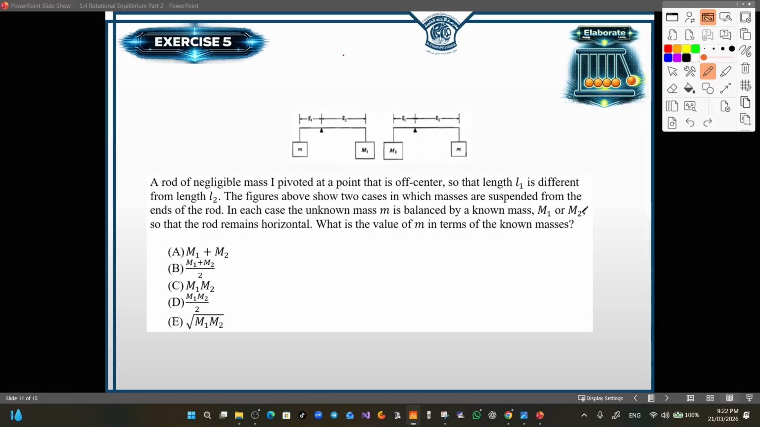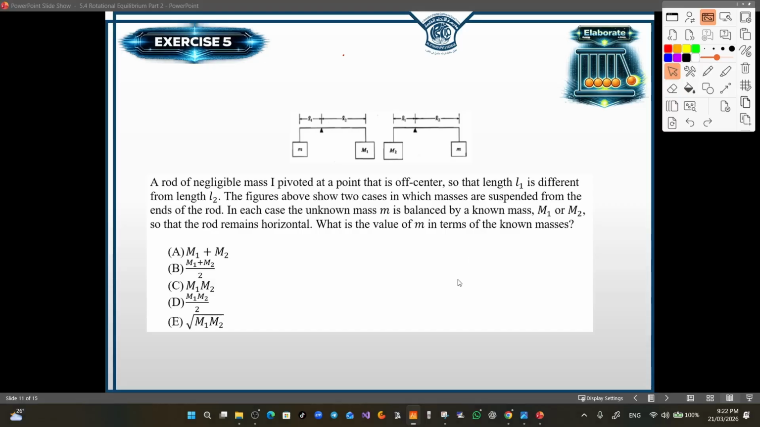So in both cases, we have rotational and translational equilibrium, but specifically here, we care more about the rotational equilibrium. And the net torque in the first case equals 0, as well as in the second case. The constant in the two trials is the small mass M. So only M1 and M2 change. What is the value of M in terms of the unknown masses?